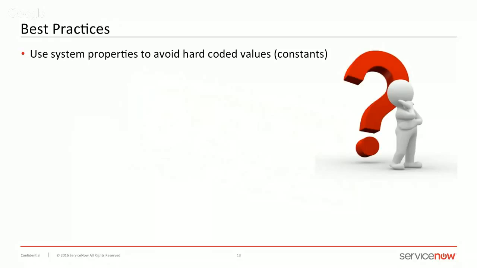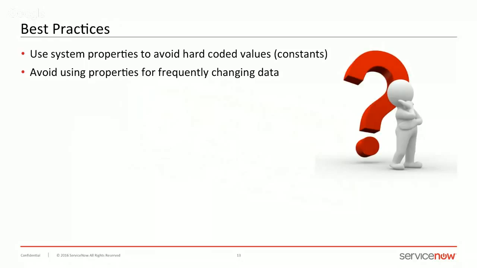Best practice 1, use system properties, as we mentioned before, to avoid those hard-coded values. If you've got magic numbers or magic strings like default assignment groups or maximum number of records to retrieve for a query, try using that gs.get property to set a property. This allows you to change it, hopefully in production, so you don't have to go back to dev, but you can at least test it in dev and test and change it with confidence in production to make sure that your values work.